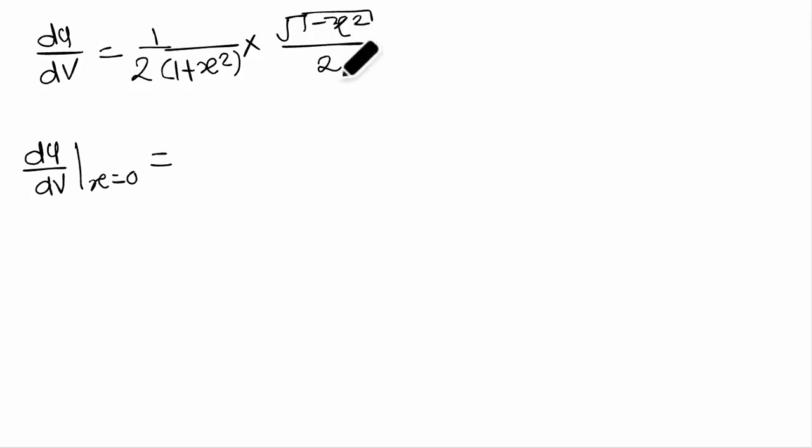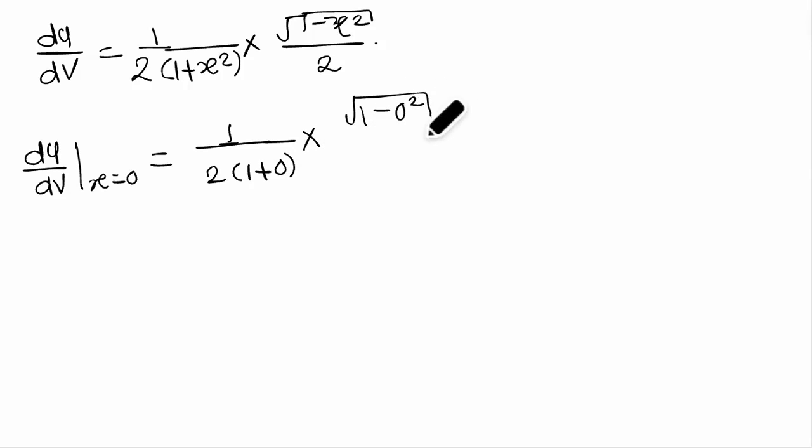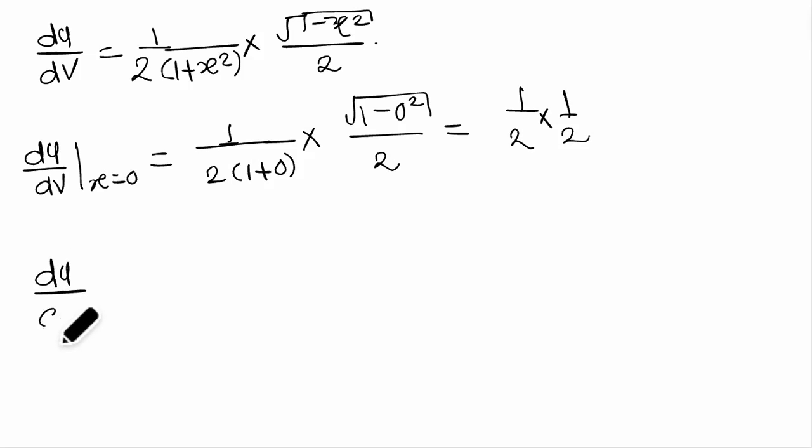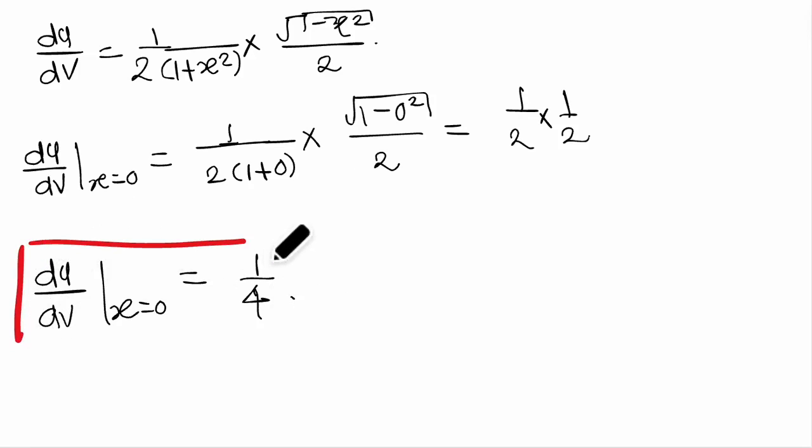We want this du by dv at x equal to 0. So substitute the value 0 in this equation: root of 1 minus 0 square, divided by 2 into (1 plus 0) into 2. If we simplify this, we get 1 by 2 into 1 by 2. So what will be your final answer? du by dv at x equal to 0 will be 1 upon 4, and this will be your final answer: du by dv equals 1 by 4.